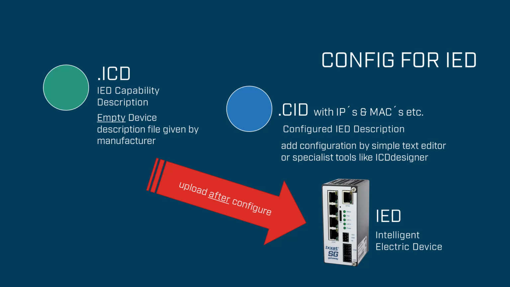SCL files come with many different file type endings for different use cases and meanings, depending on the step of configuration. The IEC 61850 settings are mostly configured in a CID file, which configures a single device like the SG Gateway. CID stands for Configured IED Description. This CID file can be imported using the Settings tab in the 61850 section.